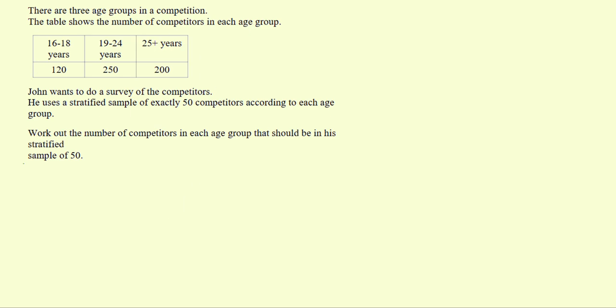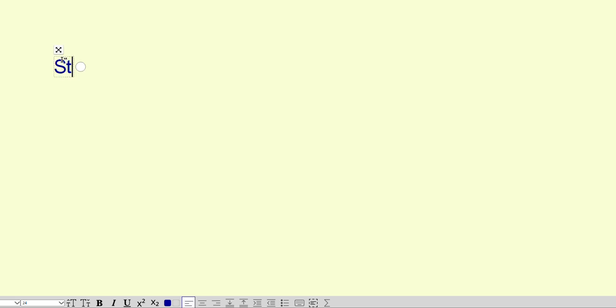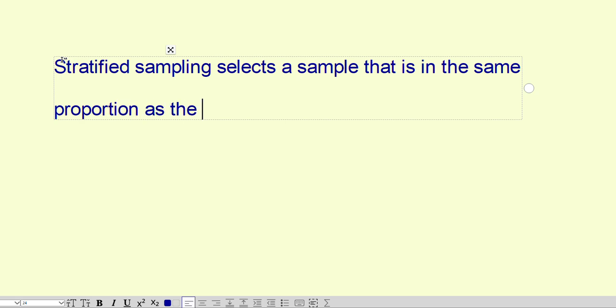Right, so that's stratified sampling, but we need to be able to put it into a sentence about what it's about, why do we use it, and in what situation would we use it. So stratified sampling selects a sample that is in the same proportion as the population. The groups are in the same proportion as the population, and you would do this when, as I said, the groups are split.